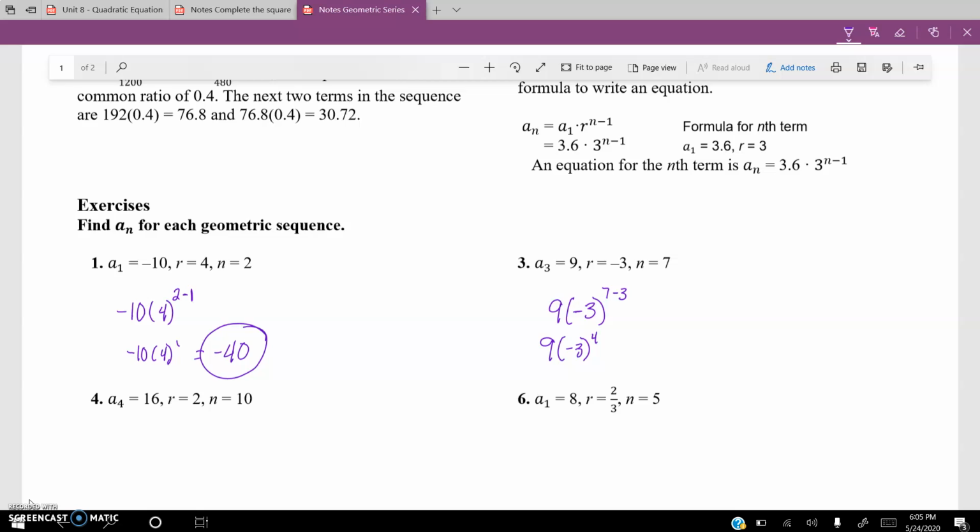So what is -3 to the 4th power? 27 times 3? 81. So I have 9 times 81, which is 729. The 7th term of that sequence would be 729.